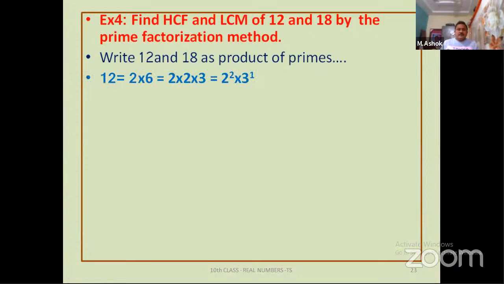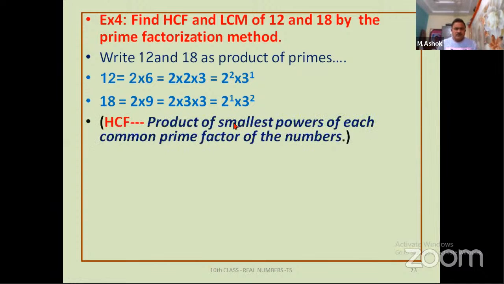Now, writing the same as here. Look at here. 12 is equal to 2 square into 3 to the power of 1. 2 into 6, 2 into 2 into 3. So this is 2 to the power of 2, this is 3 to the power of 1. And in case of 18, 2 into 9 and again 2 into 3 into 3. 9 we are writing as 3 into 3. So it becomes 2 to the power of 1 and 3 to the power of 2. So the first step is over. You have to express 12 and 18 as the product of primes.